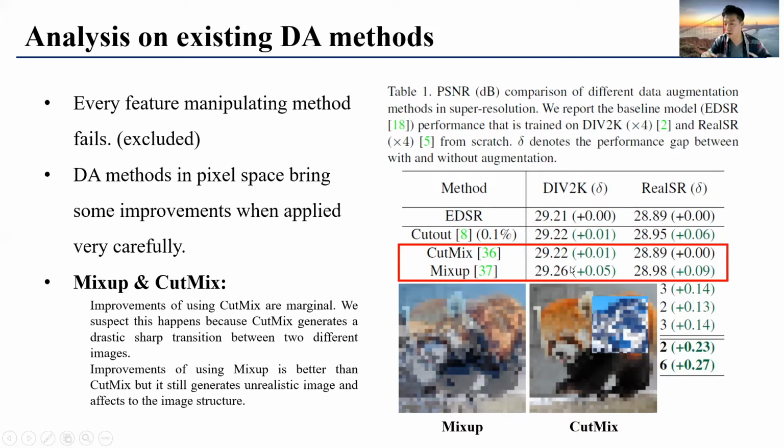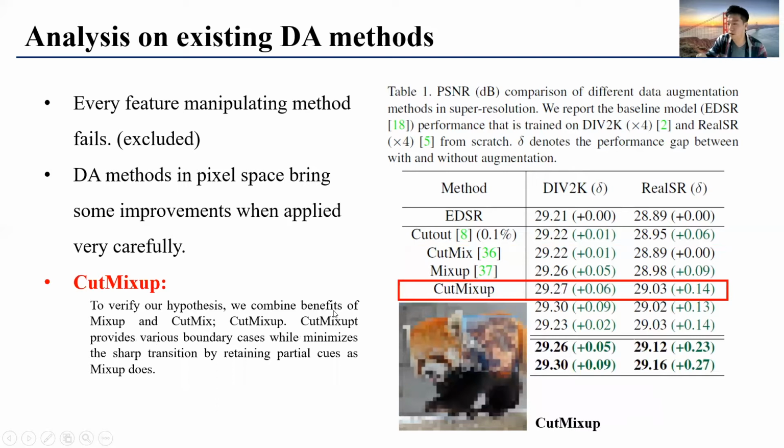We hypothesized that this is because Mixup does not have a sharp transition boundary when you are augmenting the image. To test this, we tried mixing both methods and found that this indeed brings slightly better improvement. CutMixup is a simple integration of Mixup and CutMix: you cut and mix an image, but you do the mixup in that mixed patch, right? There is a convex interpolation in this patch. Because of that smooth boundary, I think it gives better improvement when applied to image restoration models.